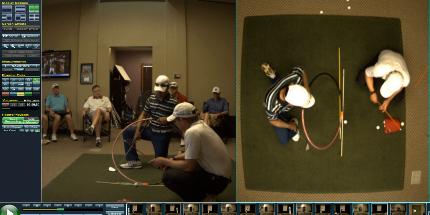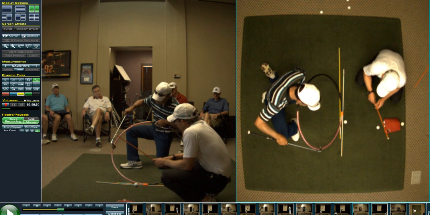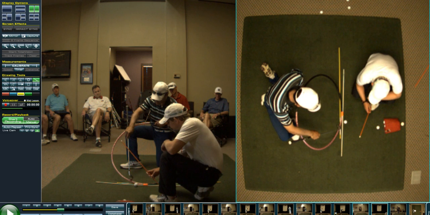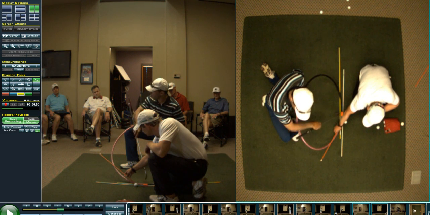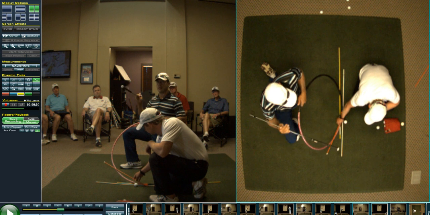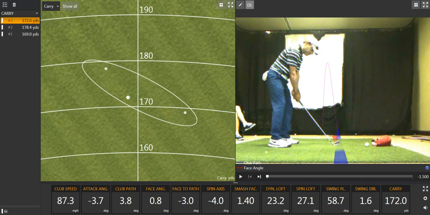Yeah. Okay. So as this club is traveling down this 60-degree plane, it's also traveling which direction before it gets to the bottom? To the right. To the right. Well, that's why that number on there, 3.8 to the right, versus the swing direction, 1.6 to the right, because my club head isn't at the bottom of the circle at that point. Does that make sense? Yep. No? Yes? If it doesn't make sense, say no.